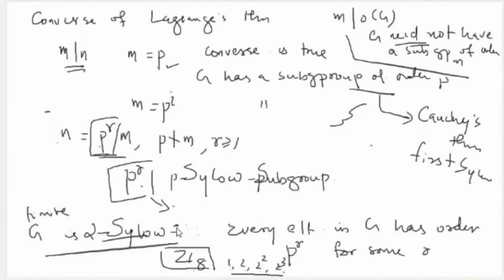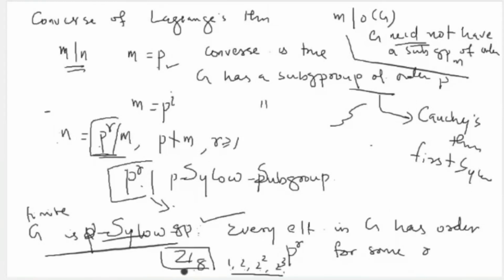This is a 2-Sylow group if p is equal to 2. In general, it is a p-Sylow group. G is a p-Sylow group if every element in G has order some power of p. That's the only thing. This is the general definition of a Sylow group. And when we come to any group and Sylow subgroups, the subgroup has this property: every element of that subgroup has order a power of 2.